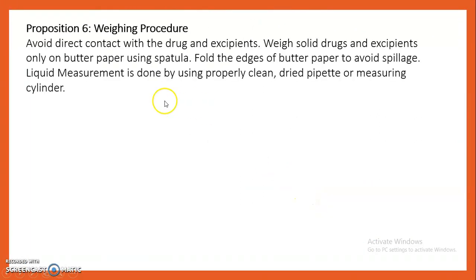Then proposition 6 is about the weighing procedure. Avoid direct contact with the drug and excipients. Weigh solid drugs and excipients only on butter paper using a spatula. Fold the edges of the butter paper to avoid spoilage. Liquid measurement is done using a properly cleaned, dried pipette or measuring cylinder.